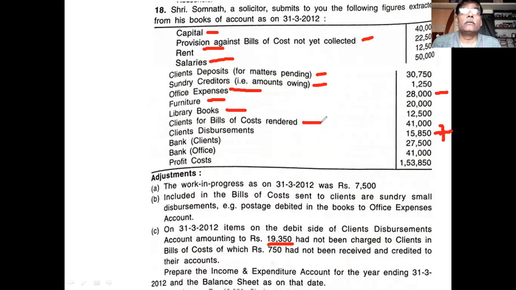First it comes in the income and expenditure as provision and goes to balance sheet asset side. Disbursement, balance sheet asset side, you have to take and add the excess less the expense. Okay. Then bank goes to balance sheet, profit goes to income and expenditure. Work in progress, income and expenditure credit side, and you have to add in the provision. Expenses, some are related and included in the disbursement account. That is the given for your adjustment.